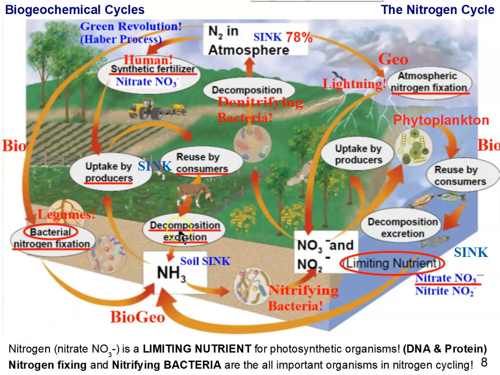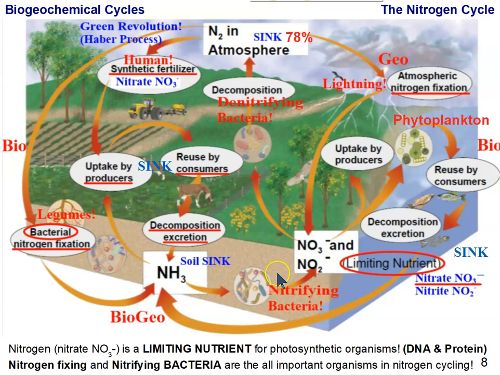You'll also notice that decomposition is part of the process here in both the terrestrial and aquatic part of the diagram. And remember, decomposition is carried out by bacteria, along with fungi. Those are the true decomposers, but that contributes to the ammonia in the soil and the nitrogen available to the producers, to photosynthetic organisms. So those are the natural processes that make nitrogen available to photosynthetic organisms or producers: lightning, nitrogen-fixing bacteria, and nitrifying bacteria.